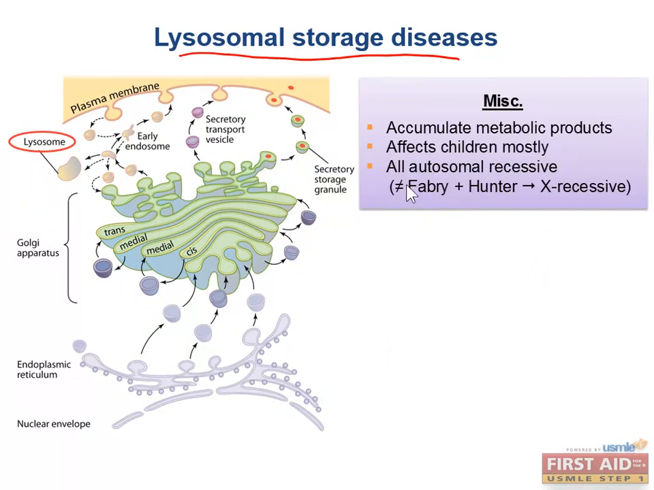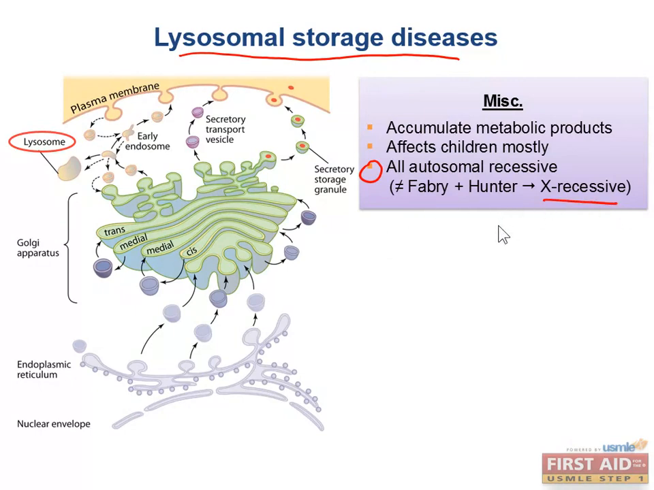The lysosomal storage diseases in general are going to accumulate metabolic byproducts and mostly affect children, and are often deadly at a young age. They are all going to be autosomal recessive too. And these are going to include Fabry's disease and Hunter disease, which are both going to be X-linked recessive.